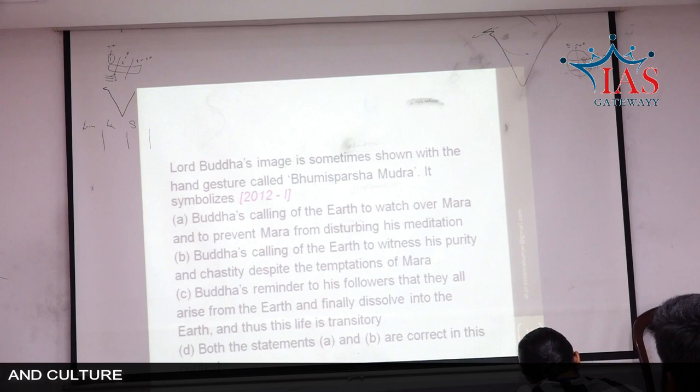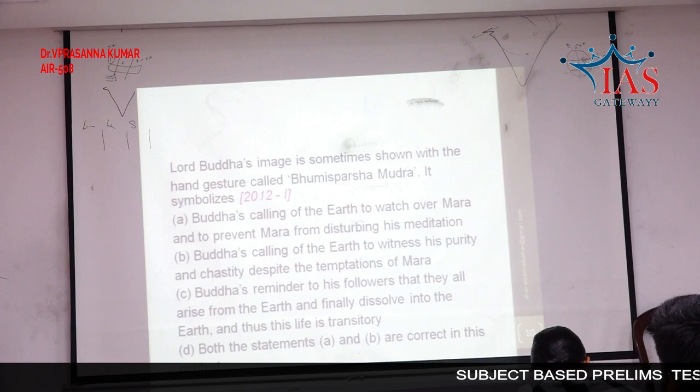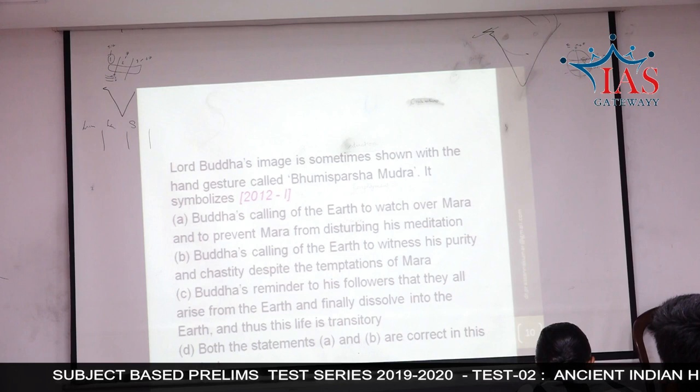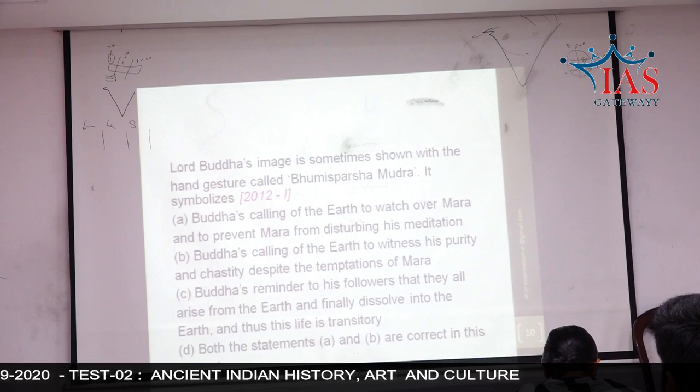Mudras of Buddha, it is there on the website. The first link or the second link, it will come. There are 10 different types of mudra: Abhaya mudra, Varada mudra, Bhumi Sparsha mudra, 10 mudras are there. What does each mudra signify? Make a one line note of it. So questions can come directly on that.